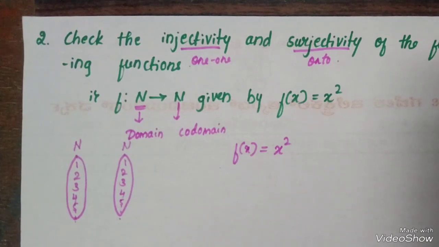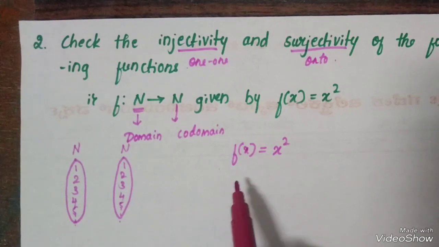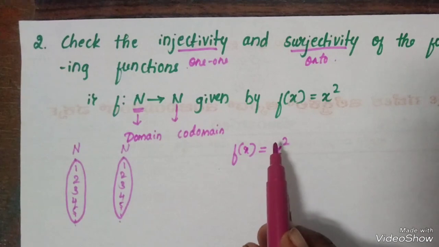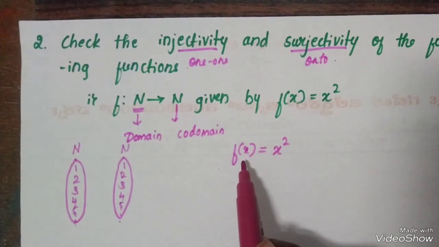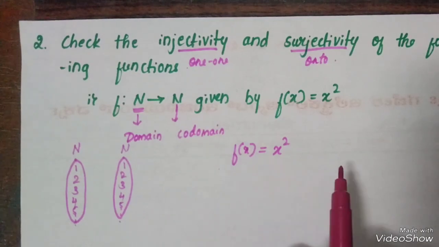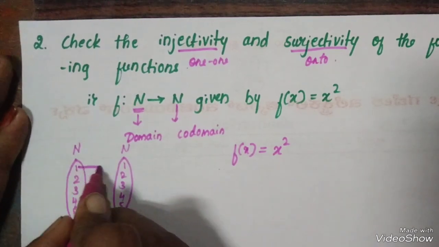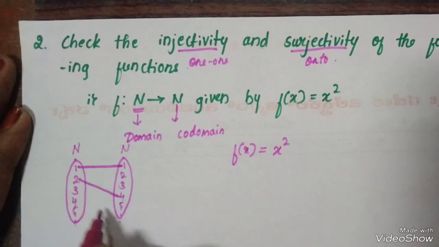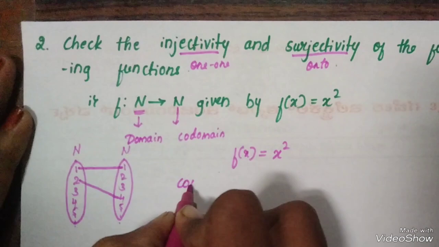Now check the condition. Substitute x equals 1, because the natural numbers start from 1. We get 1 equals 1 square, that is 1. Put x equals 2: 2 square means 4. Then for x equals 3 it is 9. When we substitute 1, we get 1; when we substitute x equals 2, we get 4; then 3 gives 9, and it goes on.